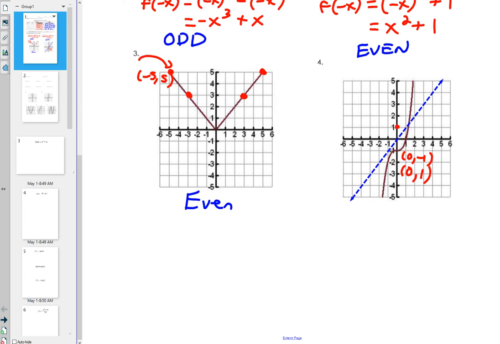So what is this going to be? This is going to be neither. It is a function because it passes a vertical line test, but that function is neither even nor odd.